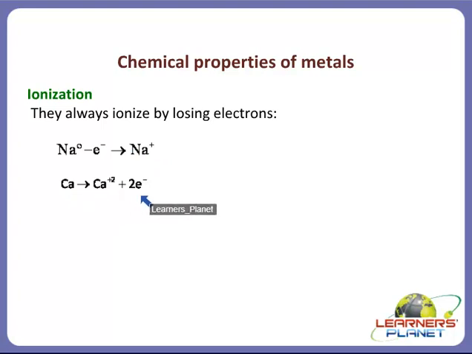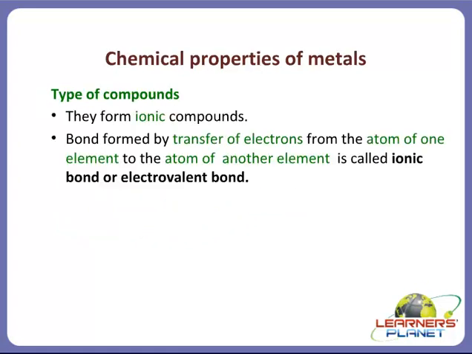Calcium. It is losing how many electrons, children? 2 electrons. And what type of ion is it forming? 2 plus. Right? Likewise, aluminium will lose 3 electrons and will form aluminium 3 plus ions. Clear? So, what type of ions are these forming? Electropositive ions. Now let's take up the next property, type of compounds. They form ionic compounds.